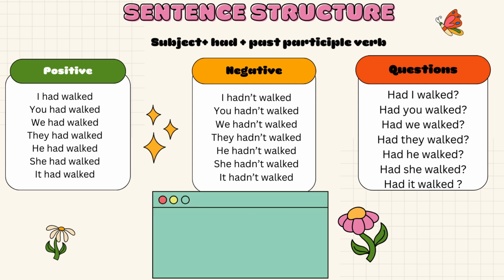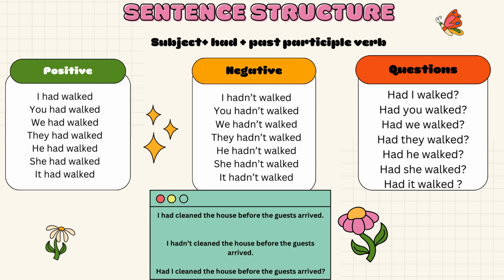For example, I had cleaned the house before the guests arrived. I hadn't cleaned the house before the guests arrived. Had I cleaned the house before the guests arrived? First action always uses the past perfect sentence structure. The second action always uses the past simple sentence structure.